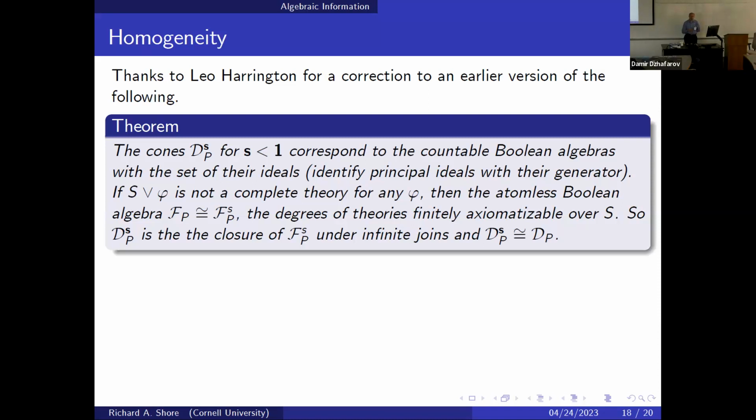So that means that the image of the finite extensions of S is an atomless Boolean algebra, and the cone above it is exactly the ideals of that algebra. But that was what DP was. So the finite extensions of S are isomorphic to the finitely axiomatizable theories, and therefore their ideals are isomorphic. And so that says that any S with this property has the same cone above it as the whole theory.